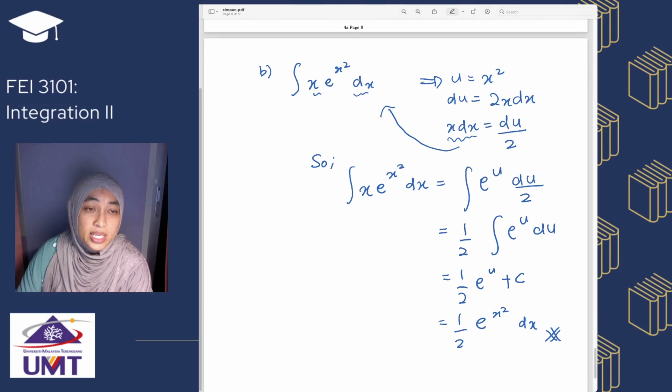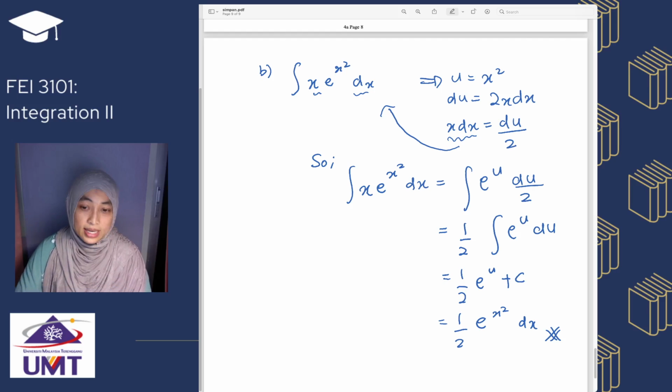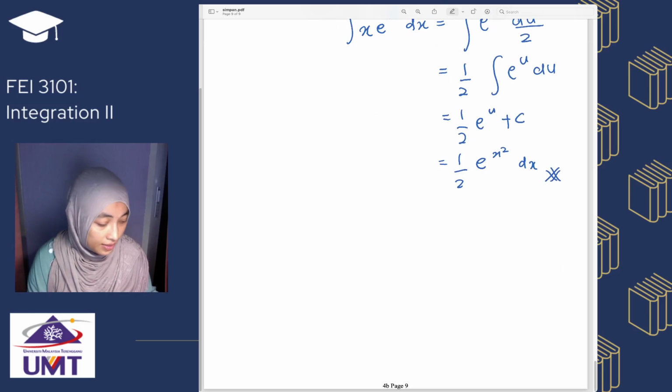As for b, integration of x e to the power of x squared dx. In this case, you take u equals x squared. du equals 2x dx. x dx equals du over 2. So the integral of x e to the power of x squared dx equals e to the power of u du over 2, which is actually half times e to the power of u du. You get half e to the power of u plus c. So this is the end answer.